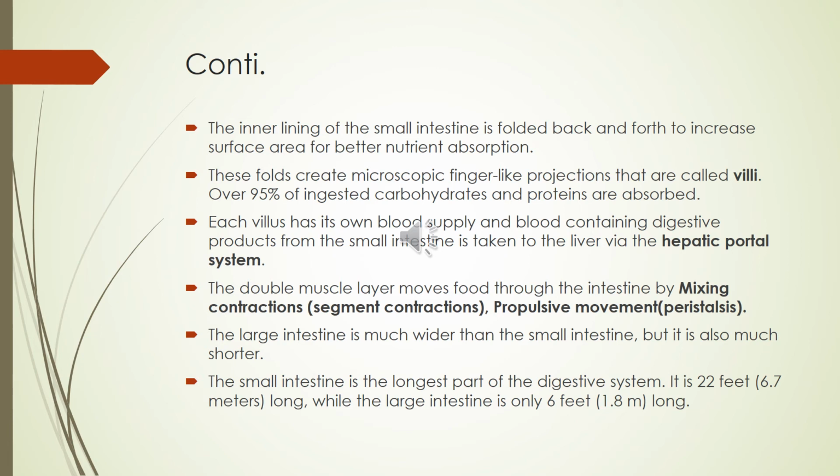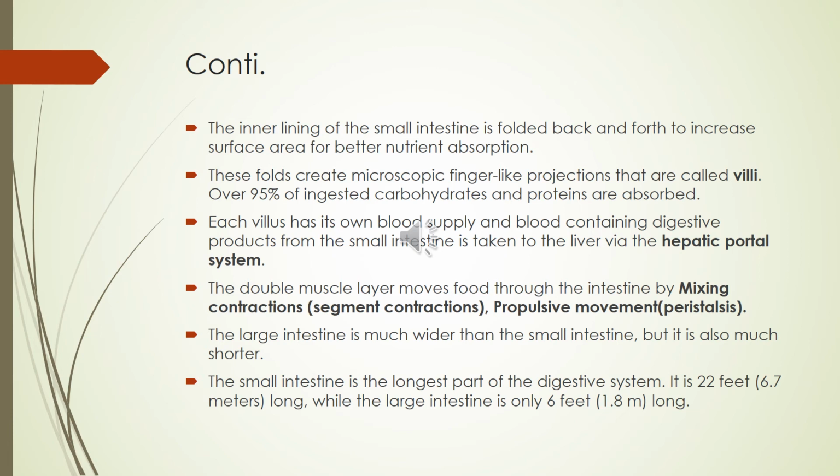All the inner lining of the small intestine has very minute finger-like projections which are known as villi, and each villus has its own blood supply, and the blood containing digestive products from the small intestine is taken to the liver via the hepatic portal system. Okay, I guess in the next lecture we'll study all the accessory glands or accessory organs of the digestive system. In these two lectures we have covered all the actual and basic parts of the digestive system. We need to study the accessory glands or accessory organs as well, that we'll study in the next lecture.